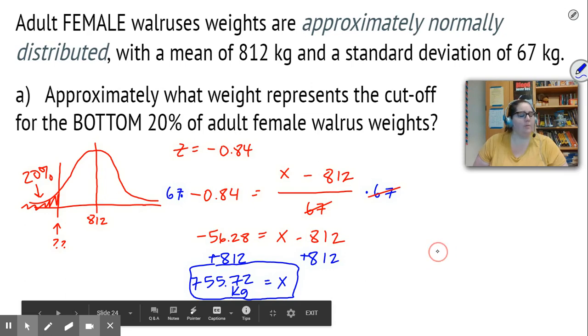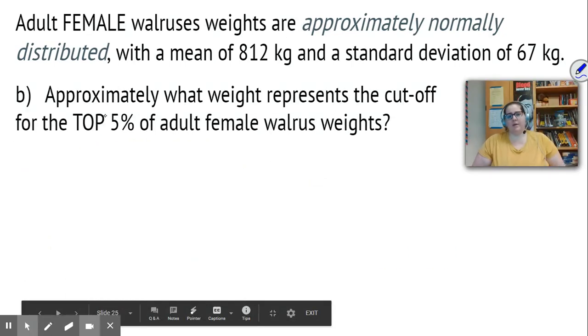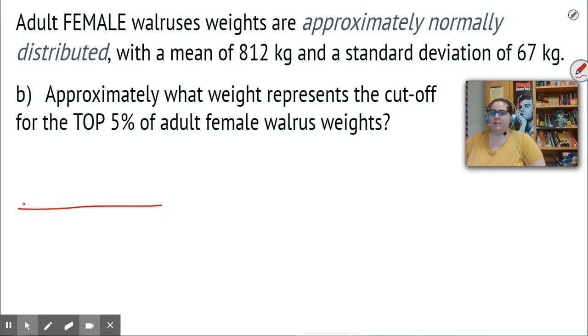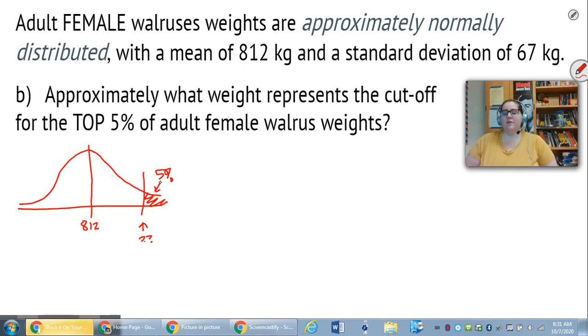All right, I'm going to do one more practice. Let's say we were asked approximately what weight represents the cutoff for the top 5%. So again, I'm going to draw a picture because that helps. This one's a little trickier. Remember, our z-table never gives us a greater than area. It always gives us less than. So for this problem, I would suggest thinking of what's below that. We want 5% above, which means we want 95% below.